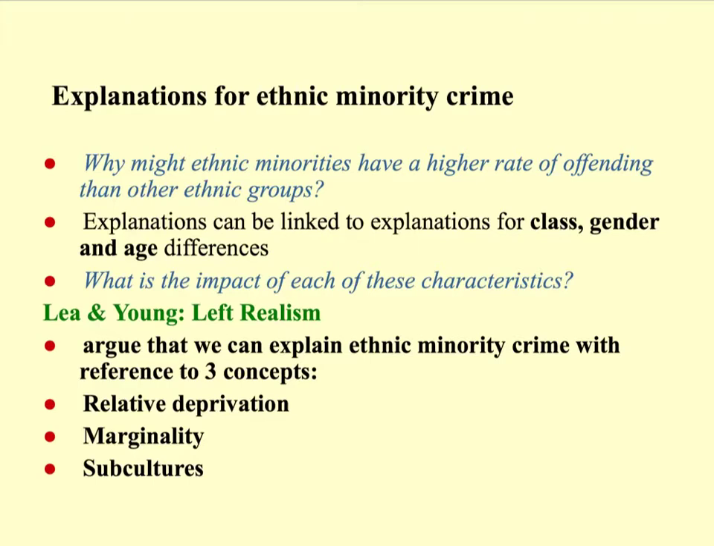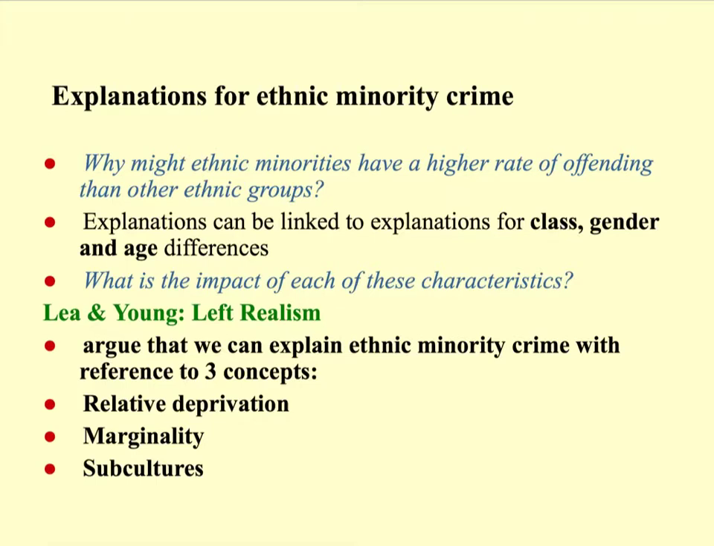One of the best theories for explaining why black people commit more crime, or appear to commit more crime, are Lea and Young from the Left Realists. And they argue that we can explain ethnic minority crime, not just black crime, in reference to three concepts: relative deprivation, marginality, and the formation of subcultures. Now, if you can just remind yourself what those three terms stand for, and how you think they might be able to explain black crime?